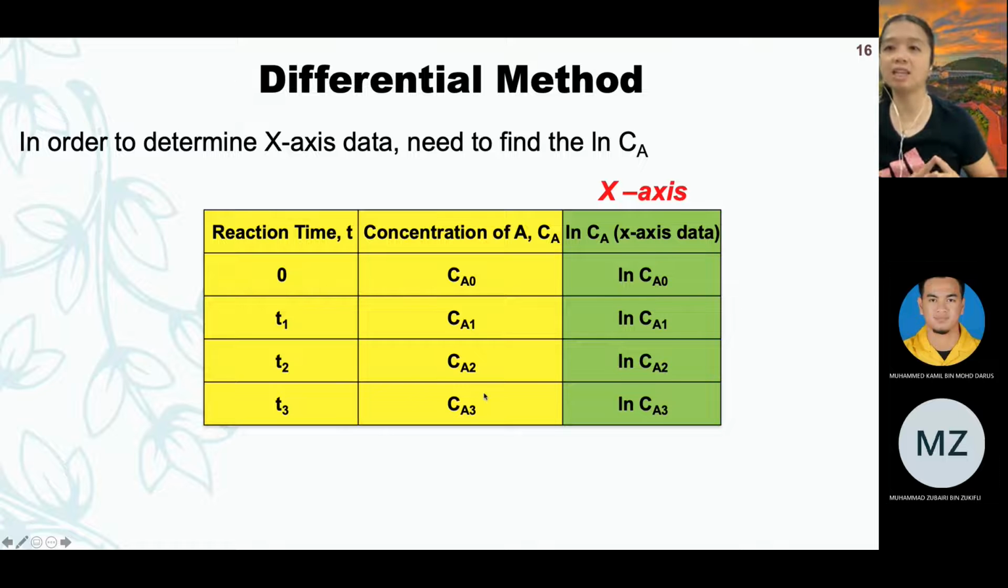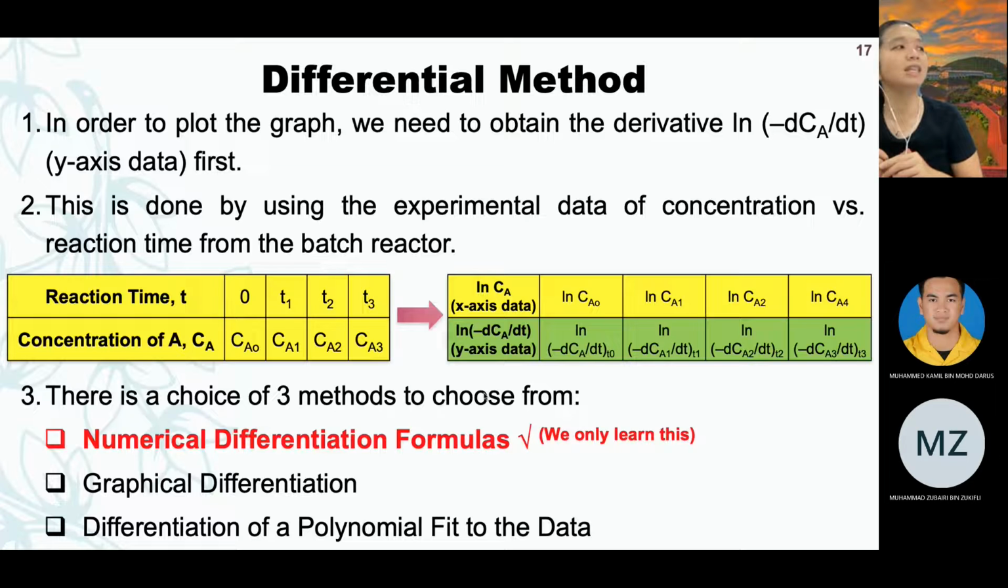So this slide is to show, okay, let's say I have 4 runs, I got 4 sets of data. I know my CA, CA1, CA2, CA3. I ln them, and I've got one column of X-axis data, which is ln CA. For the Y-axis data, ln minus dCA per dt, that becomes the problem. How are we going to obtain or calculate that data?